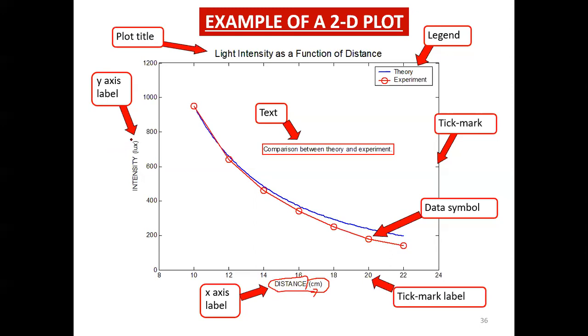Then for the y-axis we also have a label, that is intensity. So the intensity label we can insert on the y-axis. Again, on this y-axis we have the tick label values: 1000, 1200, 800, 600, 400, 200. It starts from 0. The same we have on the x-axis. We are going to give the tick mark labels 10, 12, 14, 16, 18, 20, 22, 24, like that.